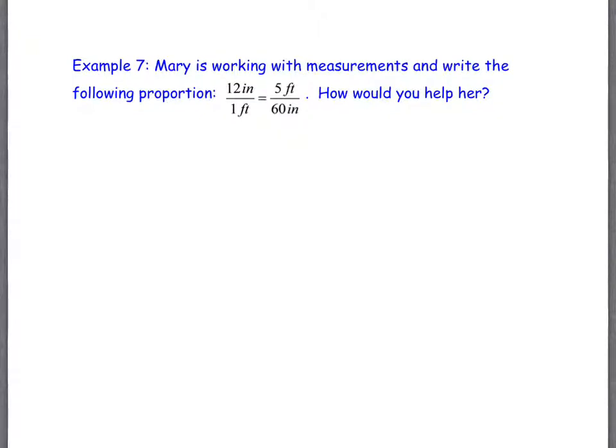Mary's working with measurements, and she writes up the following proportion. 12 feet to 1 foot is equal to 5 feet to 60 inches. How would you help her? Okay, so Shelby, what you're saying right now is that there's something that's not matching up quite right, yeah? Yeah. So what's not right is that I don't have the units in the same spots. So these fractions are actually correct fractions, aren't they? I mean, 12 inches really is 1 foot, and 5 feet really is 60 inches. So those ratios are correct, but they're not set up in the correct proportion. Is everybody following that? Okay, so we might want to say something like that to her.